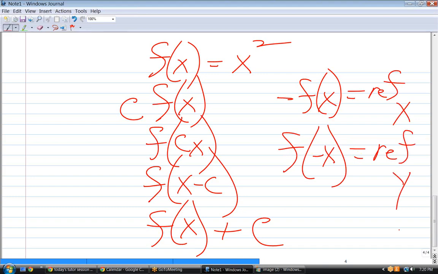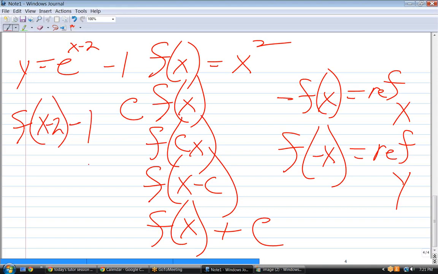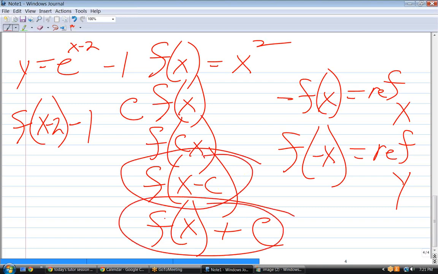Okay. So I think you can see that the f of x notation works a lot better than y does here. Yeah. It allows you to take a function and figure out which of these 6 things it is. In other words, even though they gave you y equals e to the x minus 2 minus 1, you need to be able to see that that is f of x minus 2 minus 1. In other words, that is a combination of that and that. Okay.